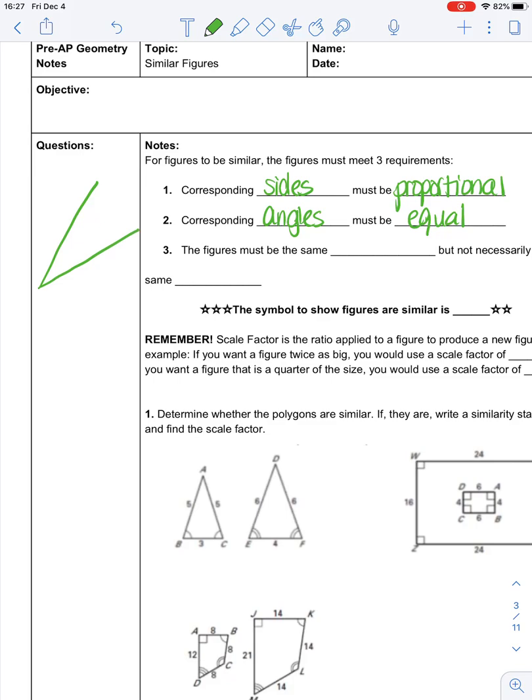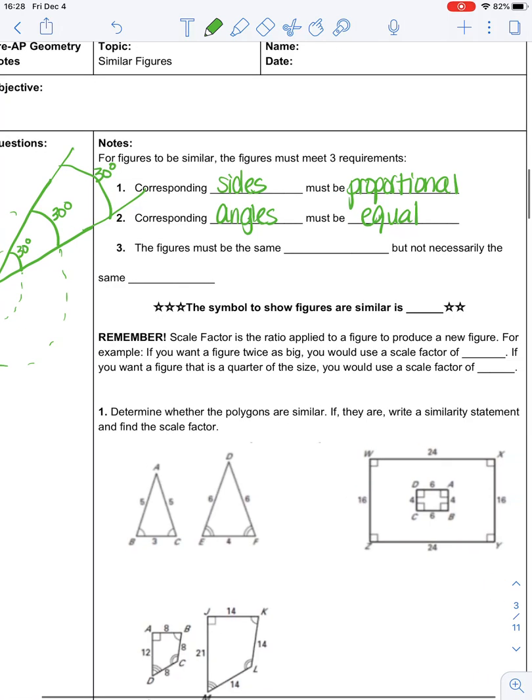Now, the reason that the angles are not proportional is because if I draw this angle, if this is 30 degrees, then so is it here. It's also 30 degrees. And if I just keep extending it, that's also 30 degrees. So what happens is basically your circle gets bigger, but it's still 30 degrees of that entire circle proportionally. So angles stay the same size, but sides are proportional.